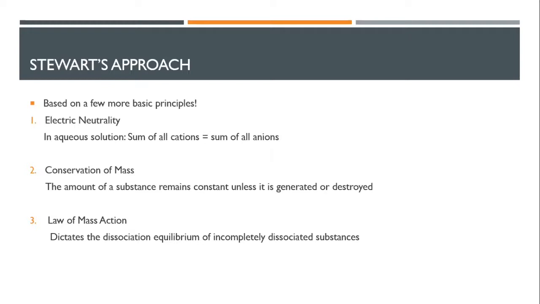And then the third principle is the law of mass action. And the law of mass action is those equilibrium equations that we all know, and the one that's easy to remember is the carbonic acid equation with carbon dioxide and water giving us carbonic acid and then separating into hydrogen ions and bicarbonate. So the dissociation constants dictate how that equilibrium moves for incompletely dissociated substances, which are things like bicarbonate.